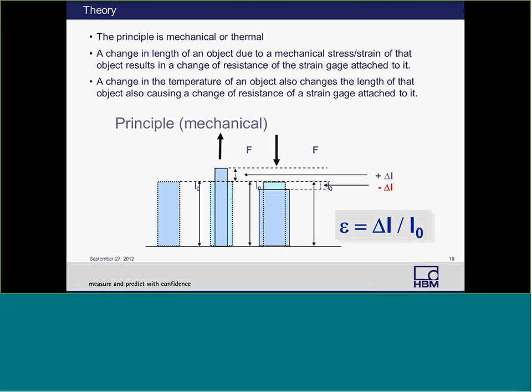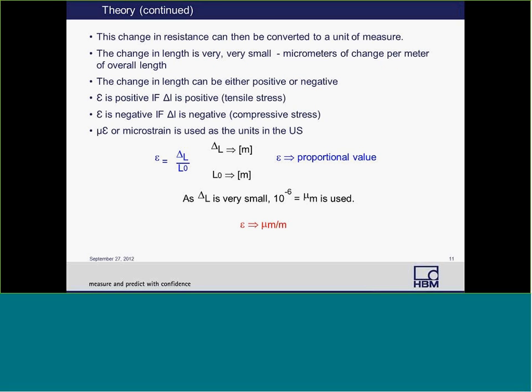And so we have mechanical forces or thermal forces on our original object, and our strain can be defined as a change in length over the length of the original object. Now, this change in resistance can then be converted into a unit of measure. The change ends up being very, very small, micrometers of change per meter of overall length. This change in length can be either positive or negative. Strain is positive if the change in length is positive, so that's a tensile stress. Strain is negative if the change in length is negative, compressive stress.